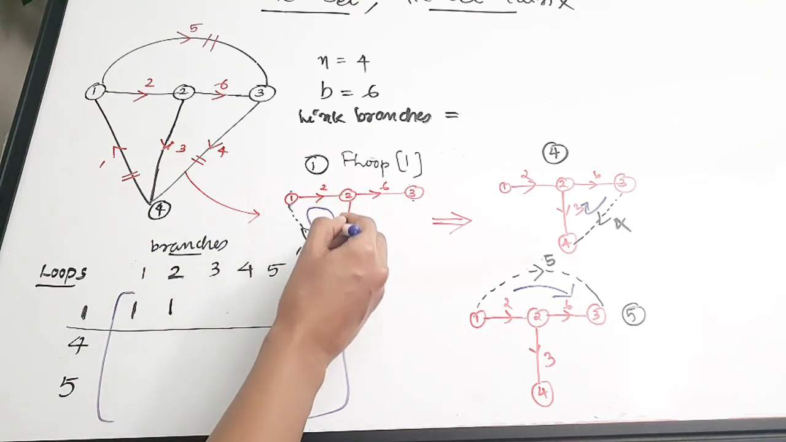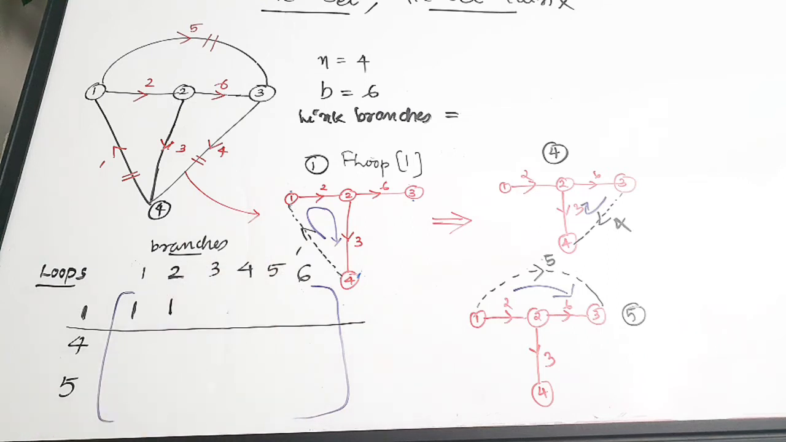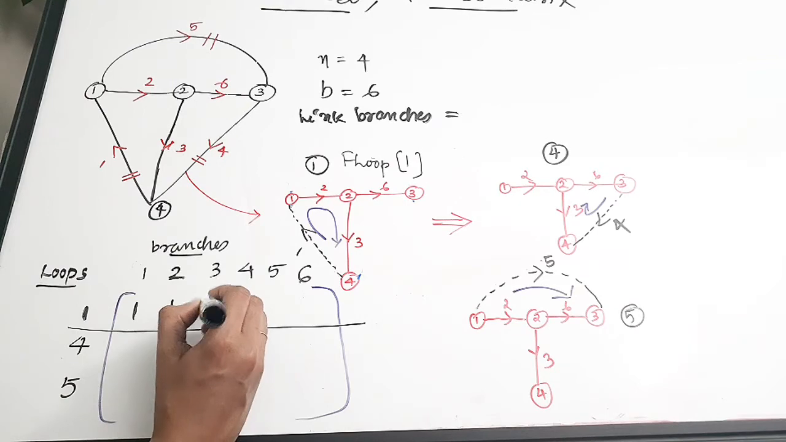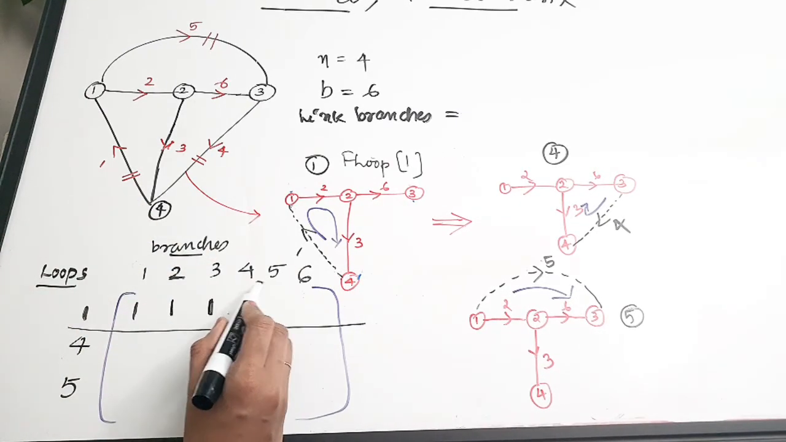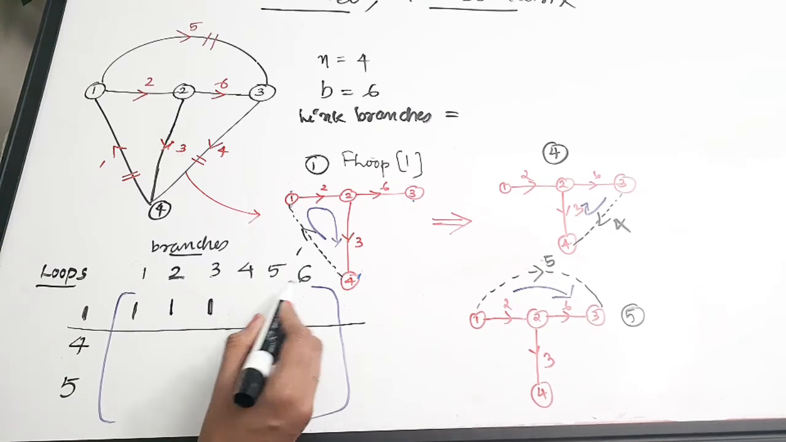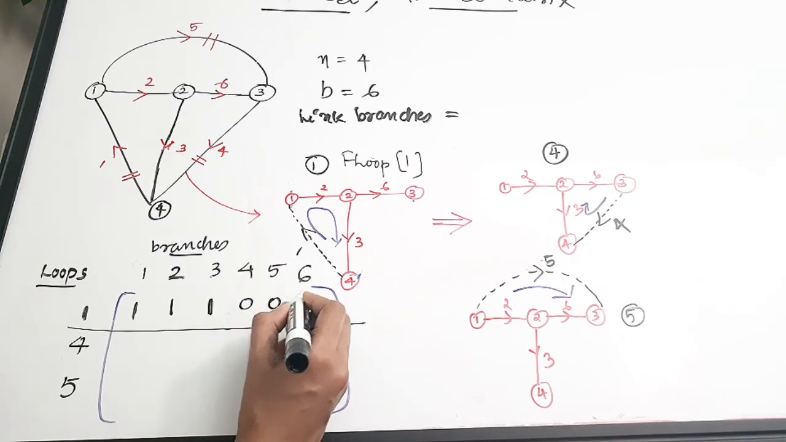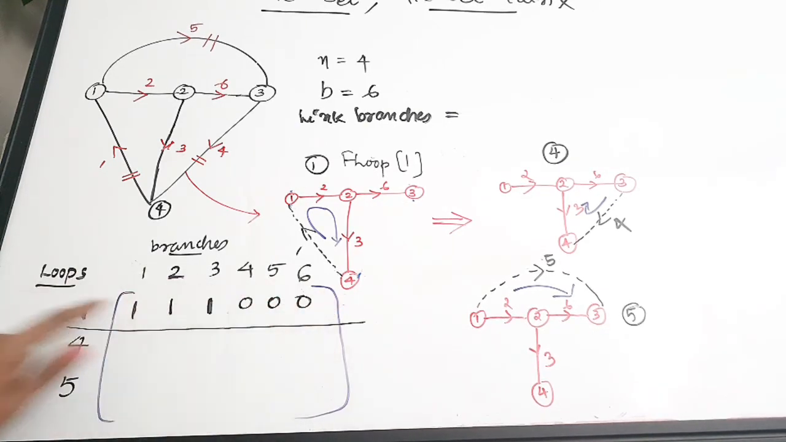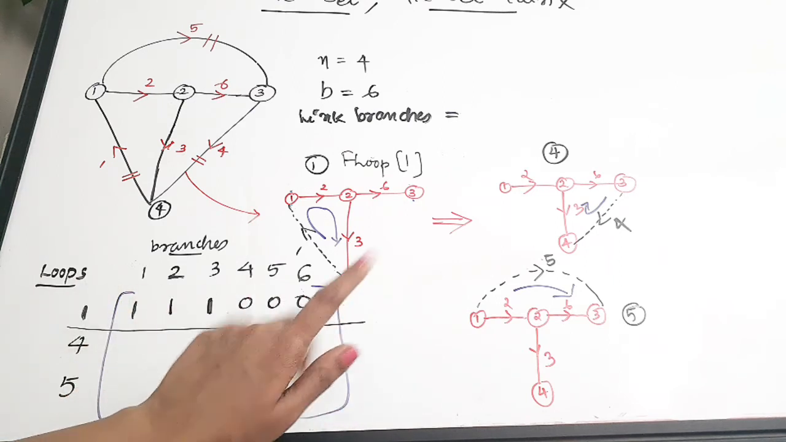So, it is again coming this way. The branch and the loop are in the same direction, or the orientation is the same. So, again, 1 for the third branch also. Now, talking about 4, 5 and 6, these branches are actually not part of your F loop 1, right? So, you'll put the values as 0, 0 and 0. So, this is how you form the rows. So, for the first row, the value is 1, 1, 1, 0, 0, 0.